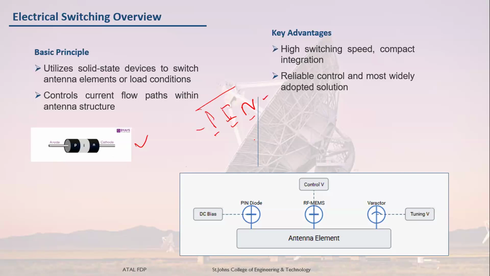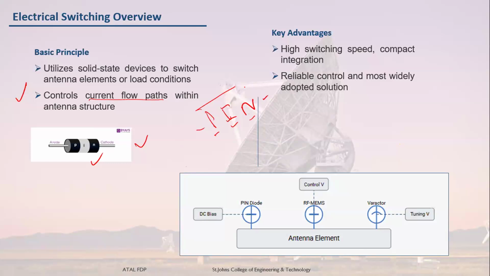Of course, that is a different concept. The only thing you have to understand is that when I use the PIN diode to change the state, biasing is required. On means it provides low resistance. Off means it provides high resistance. Look at this second statement: what do you do by turning on or turning off? I am changing the current flow path. We will see one or two examples. What happens when the PIN diode is turned on? What happens when the PIN diode is in off condition?